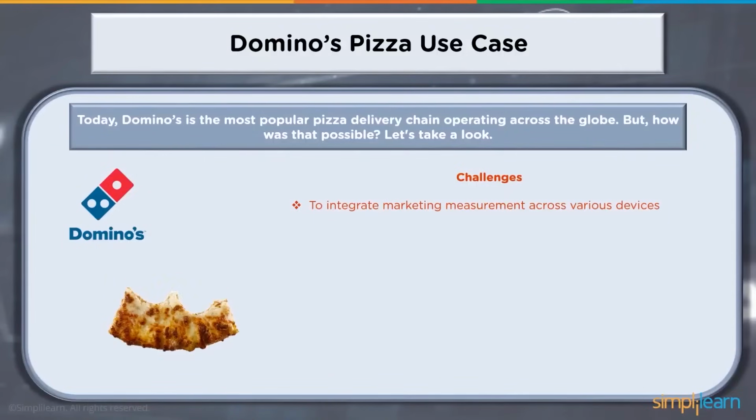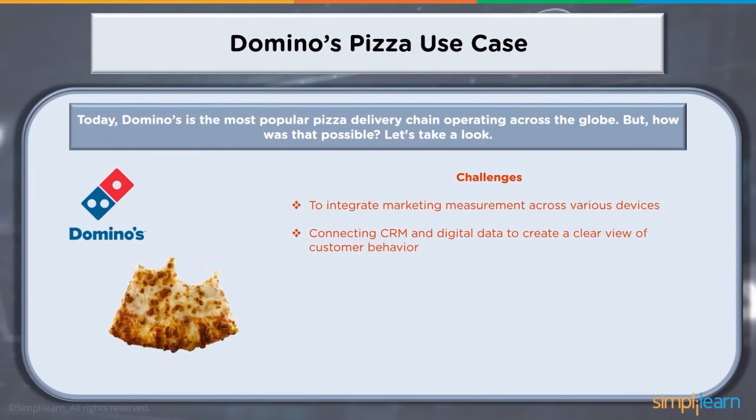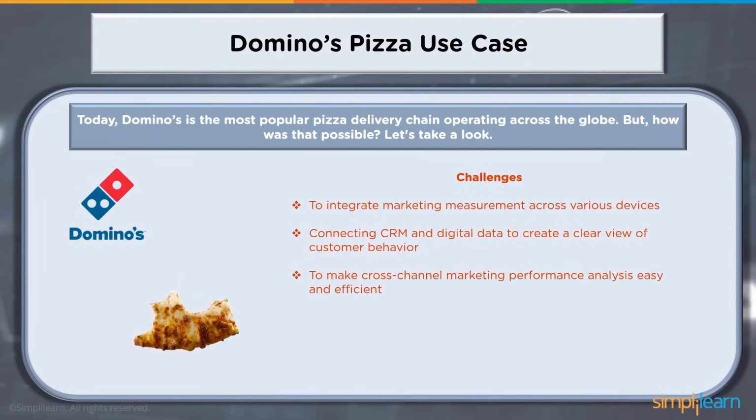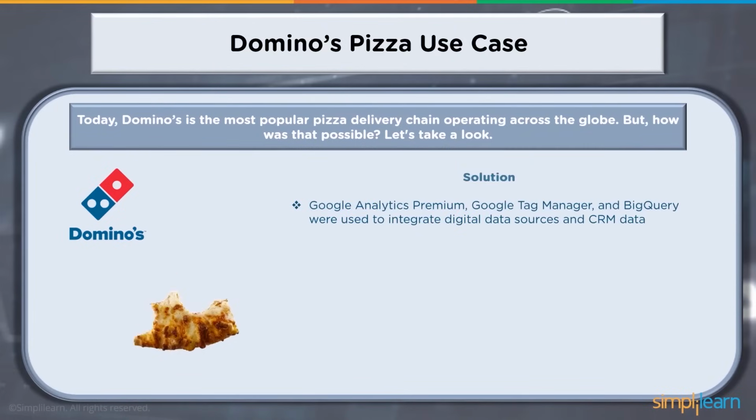So we all know that Domino's is the most popular pizza delivery chain operating across the globe. But how was that possible? Let's take a look. So the challenges were, they wanted to integrate marketing measurement across various devices, connecting CRM and digital data to create a clear view of customer behavior, to make cross-channel marketing performance analysis easy and efficient. Now, for these challenges which Domino's was facing, the solution was using Google Analytics Premium, Google Tag Manager, and BigQuery, which were used to integrate digital data sources and CRM data.